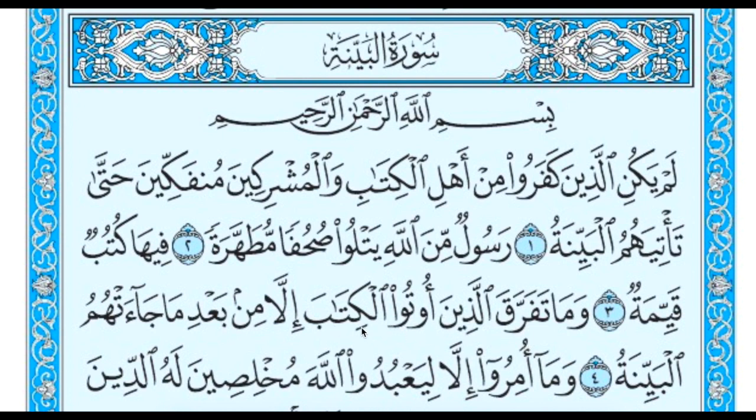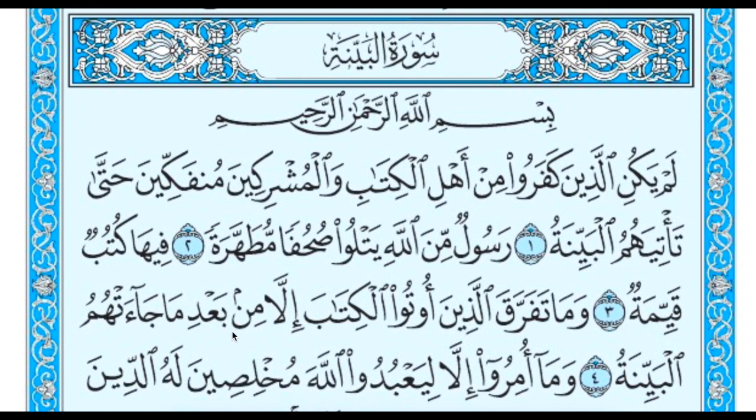So this is the verb. It means to scatter, to be separated, or to be divided. Utu: alif, waw, ta, waw, silent alif. Those who are given. Alladhina utu, those who are given al-kitab, alif, lam, kaf, ta, dagger alif, ba. Those who are given the book were not divided illa, until: alif, hamza, la, lam, alif.